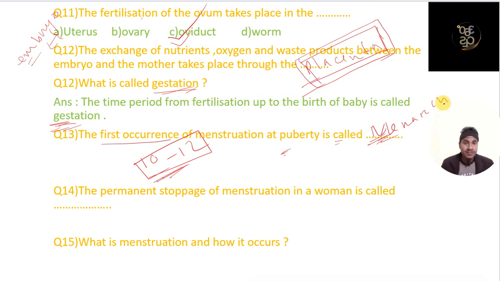So the next problem is, the permanent stoppage of menstruation in a woman is called what? जब menstruation permanently stop हो जाता है तो उसको कहते हैं menopause. ये 45 to 50 की एज में स्टॉप हो जाता है. And this period is called menopause. So the next one is, what is menstruation and how does it occur? This is for homework.